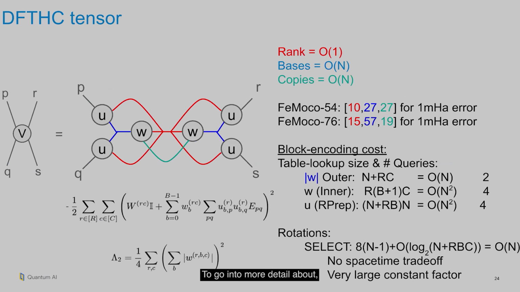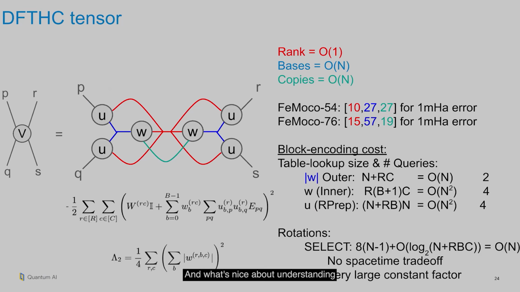To go into more detail about what are the choices of bond dimensions that would make a good factorization, there isn't really a unique best way to do it. We've tried a lot of different combinations of bond dimensions, but roughly speaking, we found that it's good enough to choose the red bonds to be bond dimension order 1 and everything else to be bond dimension order n. And moreover, when we find these factorizations, we do not require them to exactly reproduce the 2-electron interactions. We only need them to reproduce it to some finite error. In this case, the error is going to be 1 millihartree.